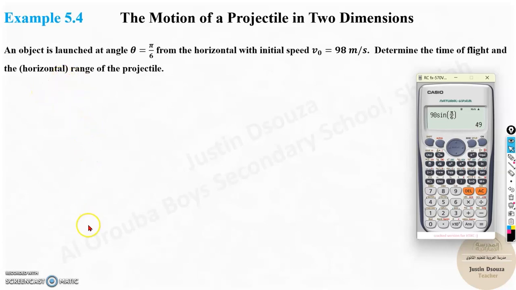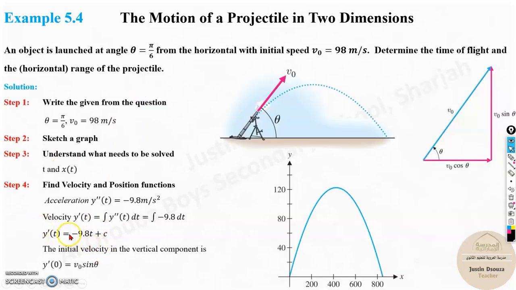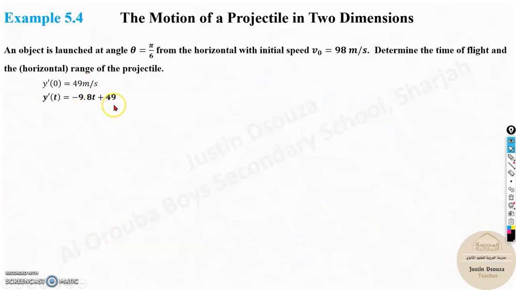So what do we do with that? Put it over here in this equation. Sorry, let me just go a little back. Over here, instead of c, we have y dash of 0, right? Y dash of 0 means this component becomes 0. So c will be 49. So that is the thing.